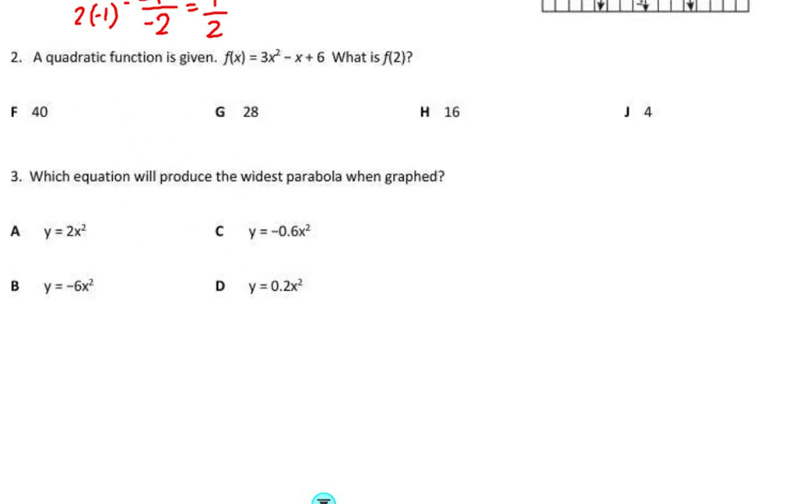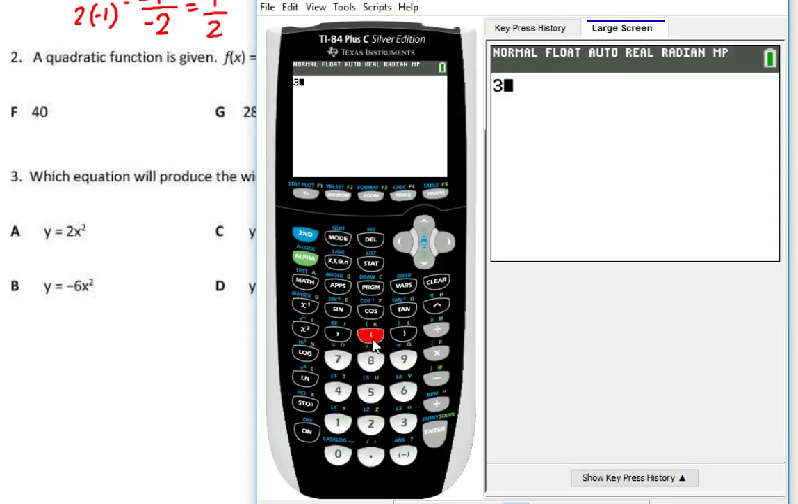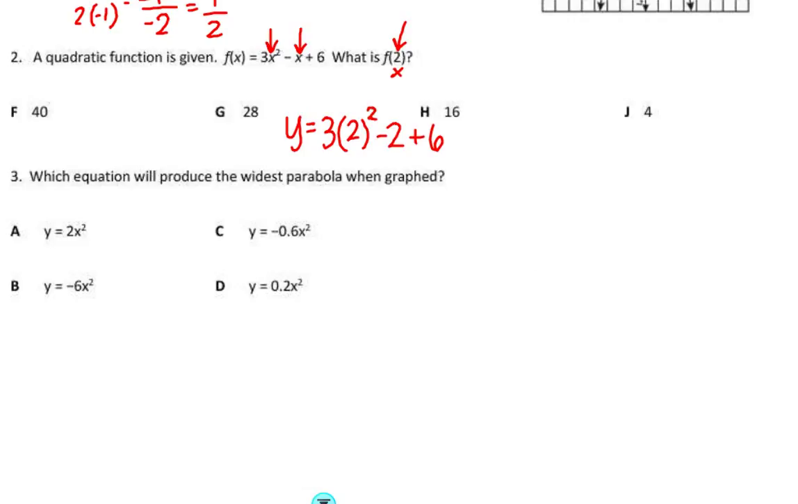Alright, number 2, a quadratic function is given. What is f of 2? Remember, what is this 2 in place of? Hopefully you think x, right? That should usually say f of x. If it's in place of x, that reminds me to plug it in for x. So I would have y equals 3 times 2 squared minus 2 plus 6. And I could just plug that into my calculator. Let's see, so that was 3 times 2 squared minus 2 plus 6. And I get 16. So 16.